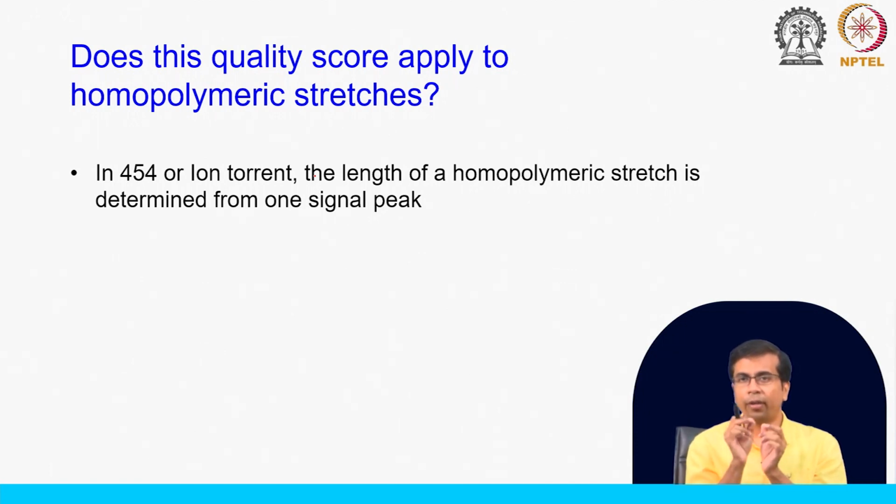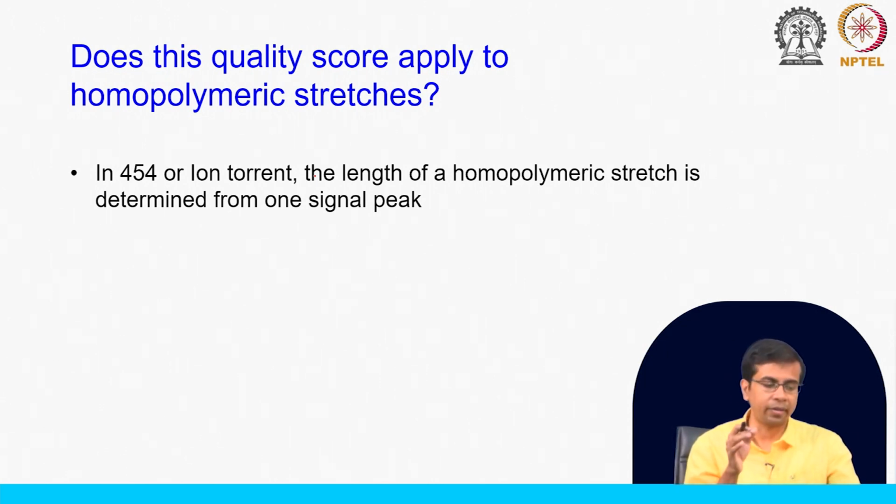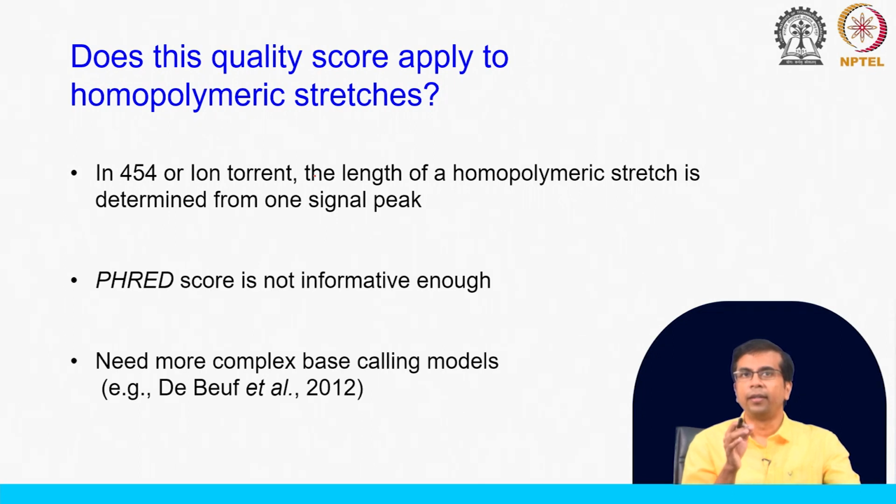So, if you look at the quality score of these bases in the homopolymeric stretch, they are actually very close to each other. They do not differ so much from each other. What researchers have seen is that the Phred score is actually not informative enough. So, you cannot just rely on the Phred score if you are looking at homopolymeric stretches in 454 data or Ion Torrent data, and researchers have developed more complex base calling models.